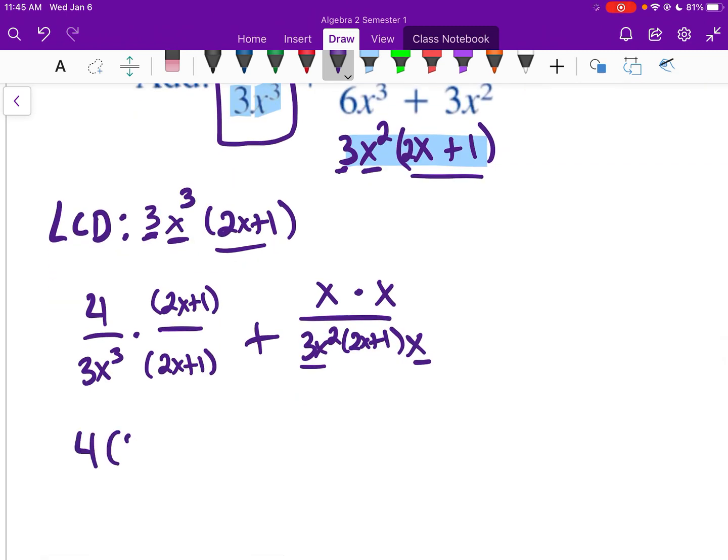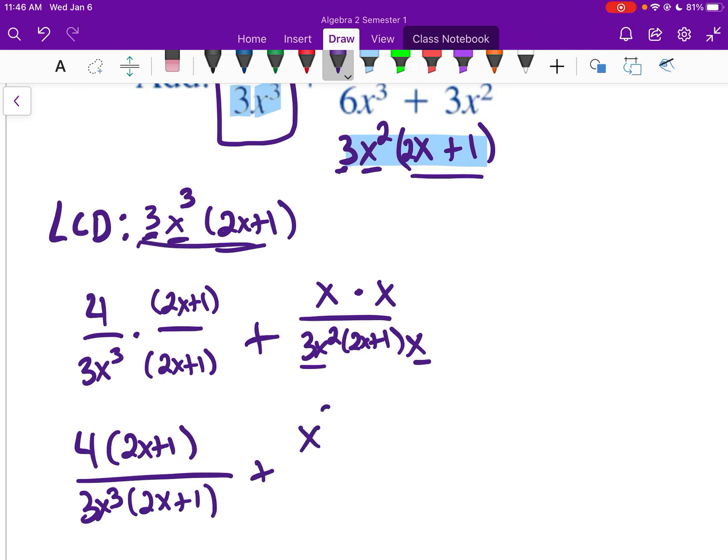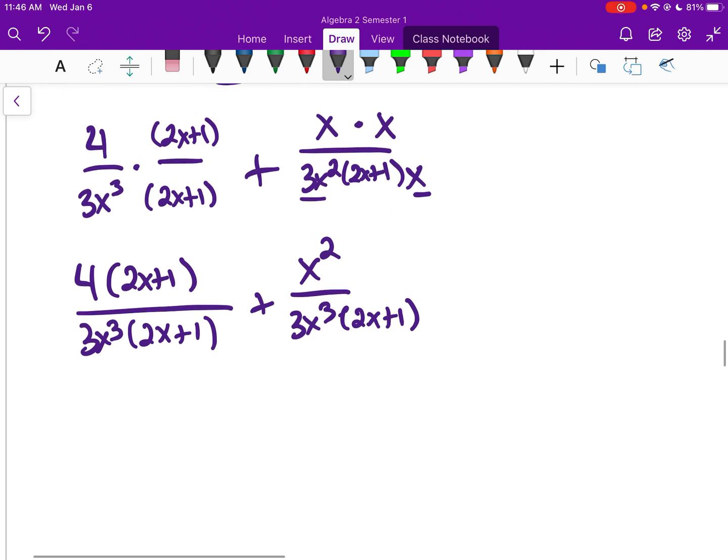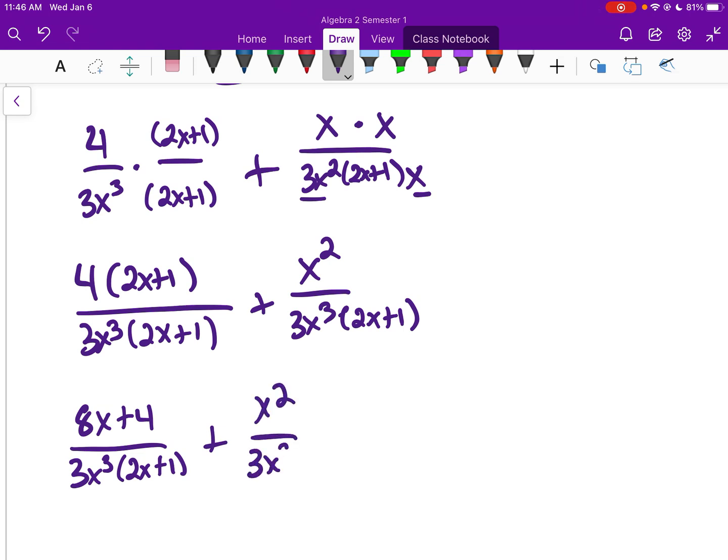So what I got here now is 4 times 2x plus 1 over 3x cubed times 2x plus 1, which is our LCD, plus x times x will be x squared over 3x cubed times 2x plus 1. So now I have common denominators. Now I can actually add. In order to add, we're going to have to distribute that 4 to get us 8x plus 4, plus that x squared over the LCD.